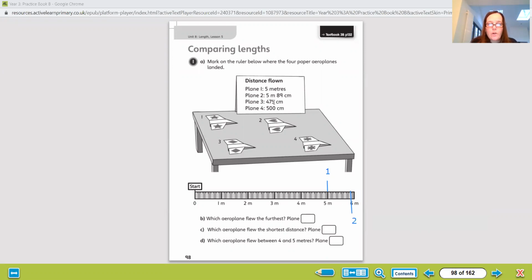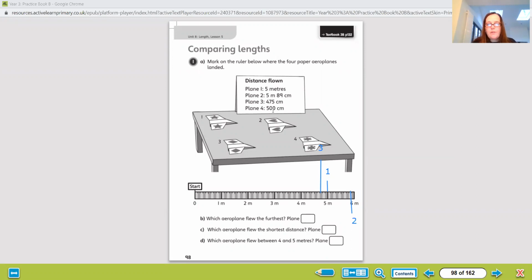Plane 3 has gone 4 metres 75 centimetres. So 10, 20, 30, 40, 50, 60, 70. And we need to go in between 70 and 80. So, not perfect, but we'll have that as number 3.